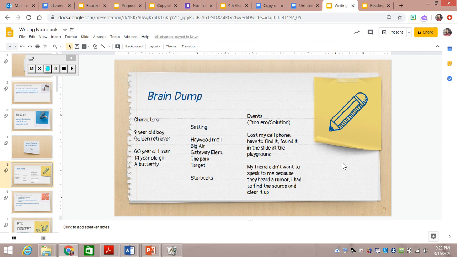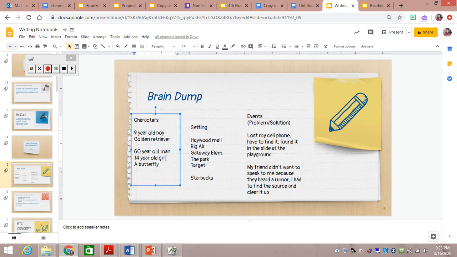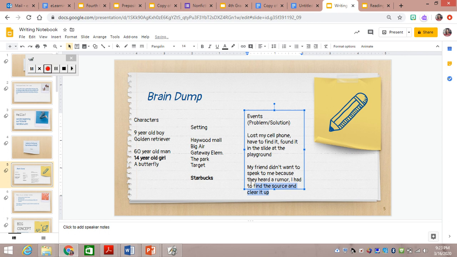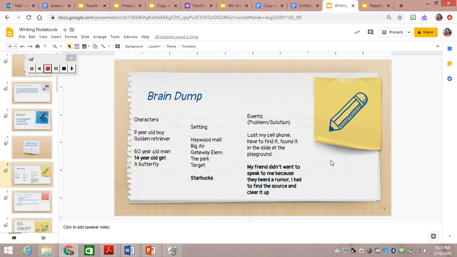So those are just some ways that you can brainstorm. And then after we do the brain dump, you're going to start and really develop those. So you're going to narrow it down so I can say this will match really good. Y'all just wait. 14-year-old girl at Starbucks, and the problem is that her friend didn't want to talk to her. Bam! I have my story ready. Now I'm just going to need to expand on those ideas. So that's what I want you to do for today's lesson. Good luck!